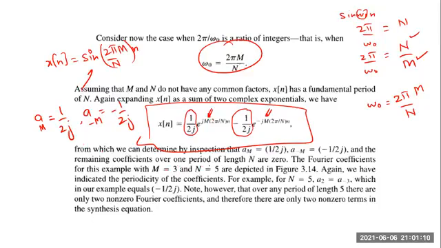Now let's consider a specific example. Let's assume that capital N is still 5, so the period of the signal is 5, and this m is equal to 3. As a result, omega naught becomes equal to 2 pi divided by 5 into 3, that is 2 pi 3 by 5. So in this, this m corresponds to 3. So this coefficient is a3 and a minus 3.